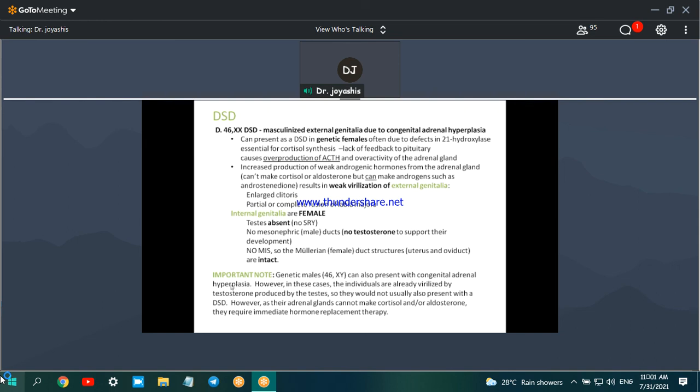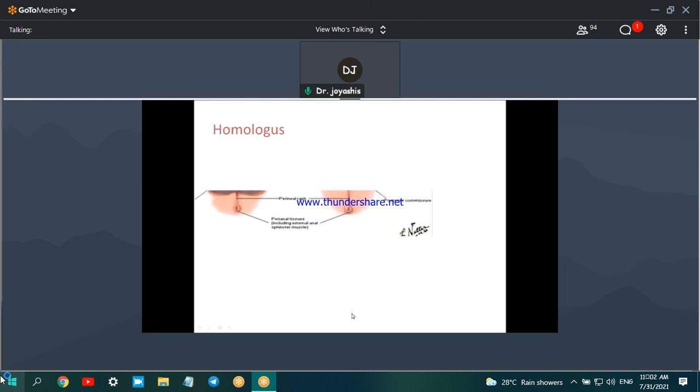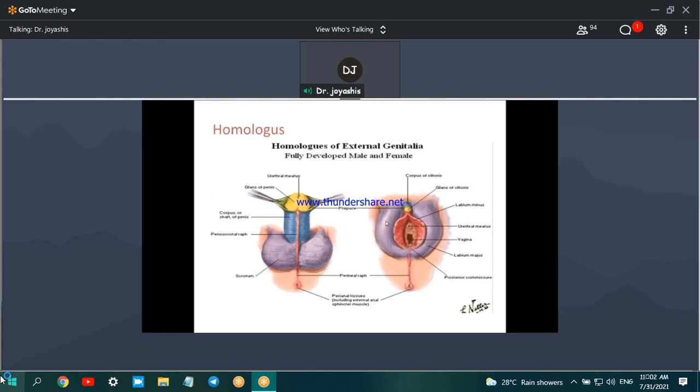In a genetic male, that is 46,XY, a normal male can also present with congenital adrenal hyperplasia. Just keep in mind that a normal genetic male can also present with congenital adrenal hyperplasia. In these cases, the genitalia are already virilized by testosterone produced by the testes, so they would not usually present with DSD. However, as their adrenal glands cannot make cortisol, they have other features.